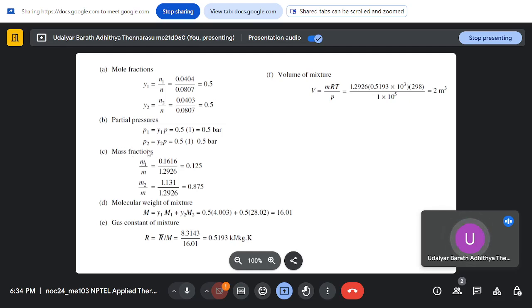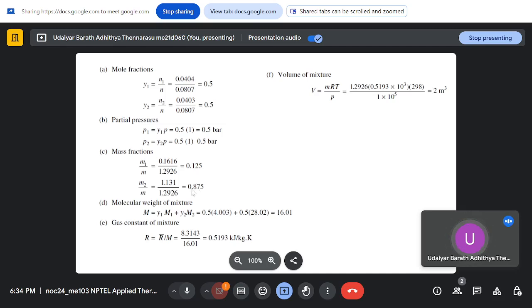The mass fraction is again similarly the mass of the component divided by the total mass. So here it comes out to be 0.125 for hydrogen, and the mass of nitrogen divided by total mass is 0.875 for nitrogen. Next, we need to find out the molecular weight of the mixture.